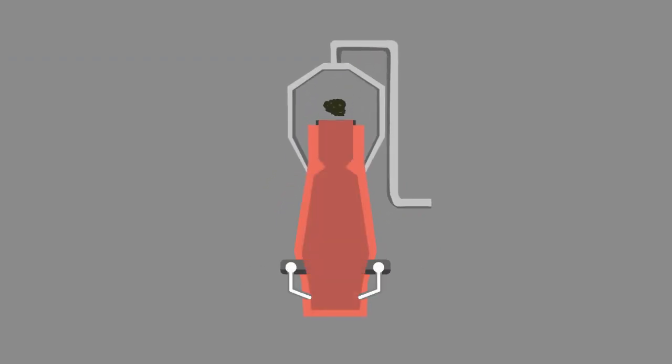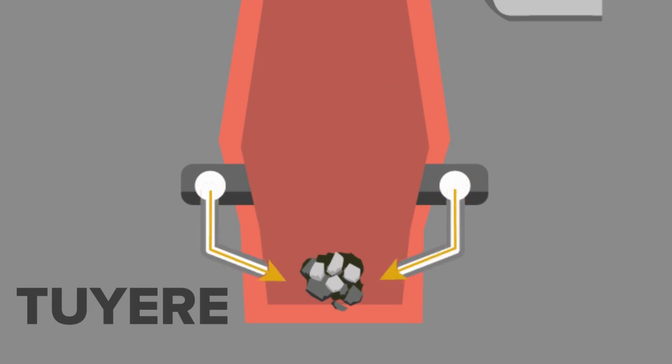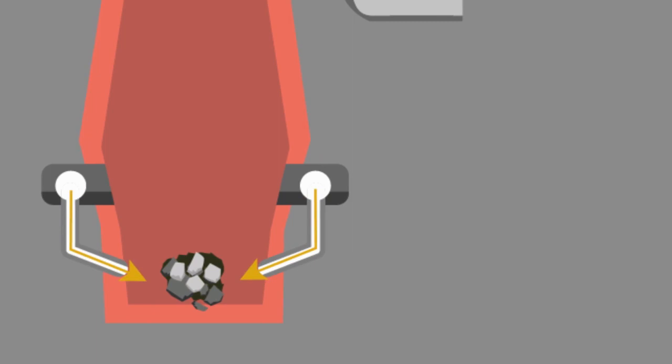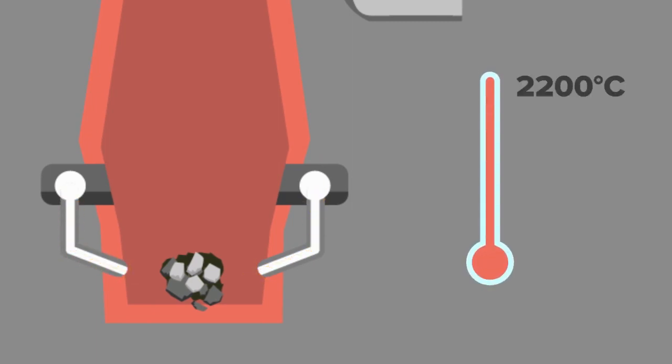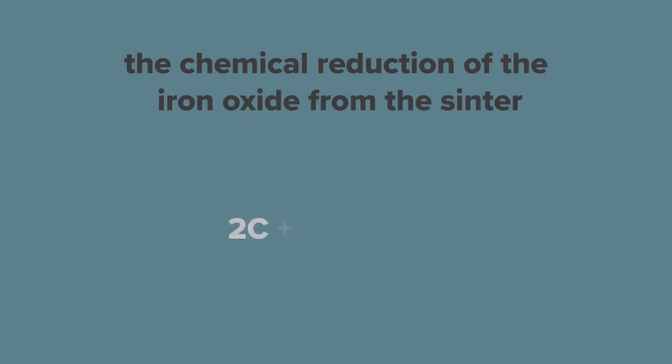Sinter is added to the blast furnace along with coke and lime, and a continuous hot air blast is injected through nozzles called tuyeres in the base of the furnace. This air blast, from which the process gets its name, helps raise the temperature of the furnace to 2,200 degrees Celsius or 4,000 degrees Fahrenheit. This is high enough to cause the chemical reduction of the iron oxide from the sinter.